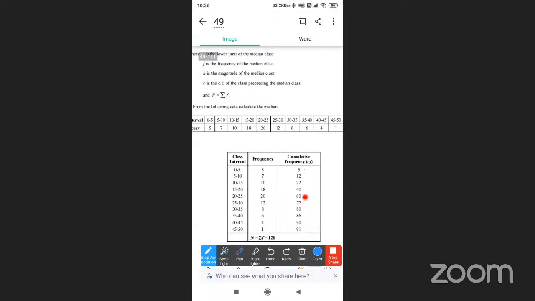So 20 to 25 is known as the median class of this particular problem. So you can identify the median class. How to identify the median class? Locate the CF which is just greater than n/2, and it is called the median class. So 20 to 25 is the median class. 20 is the corresponding frequency. 40 is the CF just before, for 60 just greater than n/2.